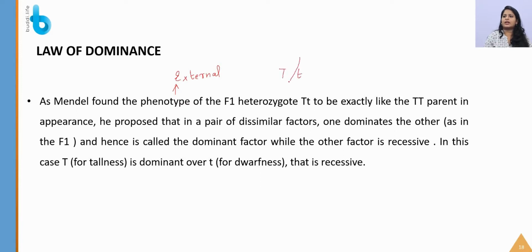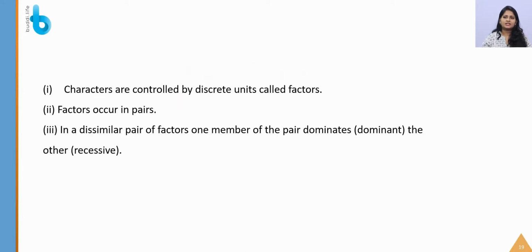So what did he conclude? In a pair of dissimilar factors, one dominates the other and hence it is called the dominant factor, while the other is recessive. In this case, capital T for tallness is dominant over small t for dwarfness, that is recessive. Simply, as you have learnt in your 10th standard, the character which is exhibited in the F1 generation is considered the dominant character, whereas the one which is not expressed in the F1 generation and finally exhibited in the F2 generation is considered a recessive character.